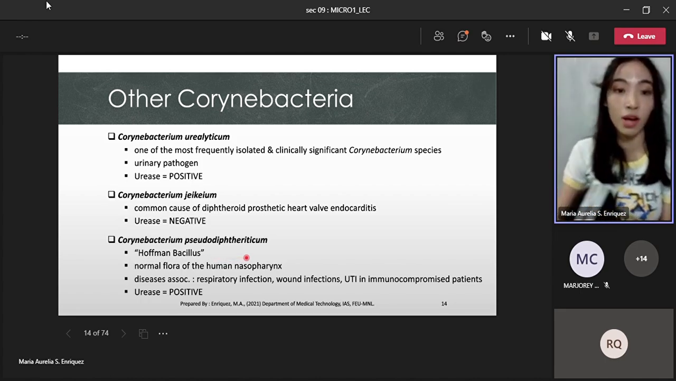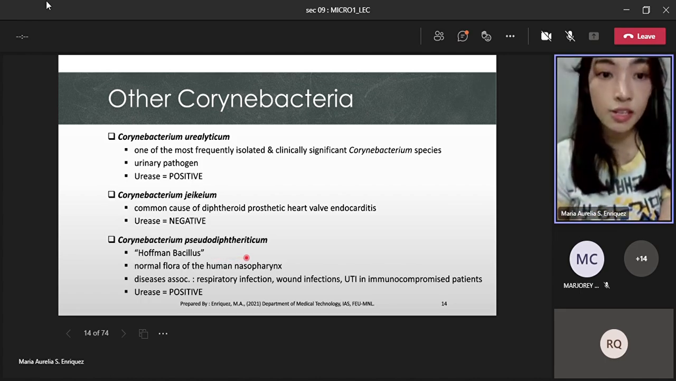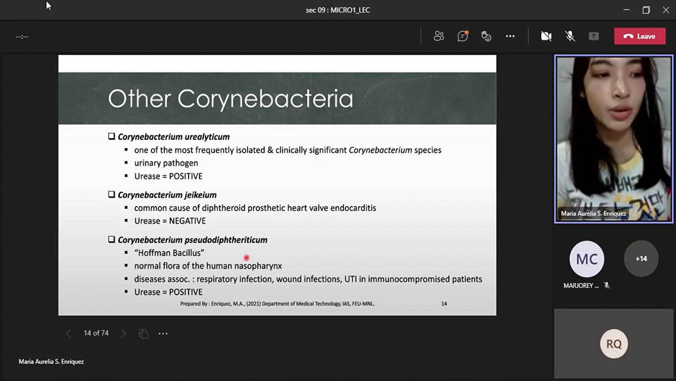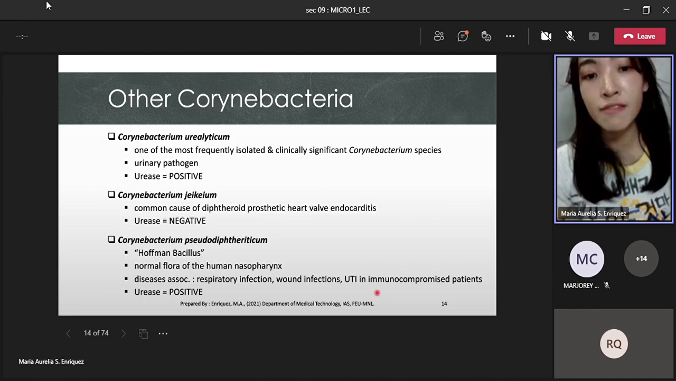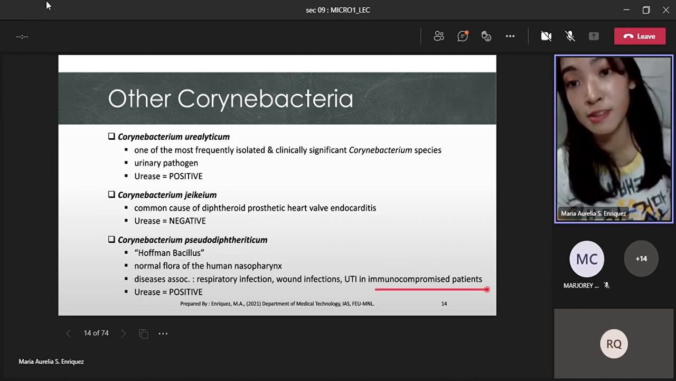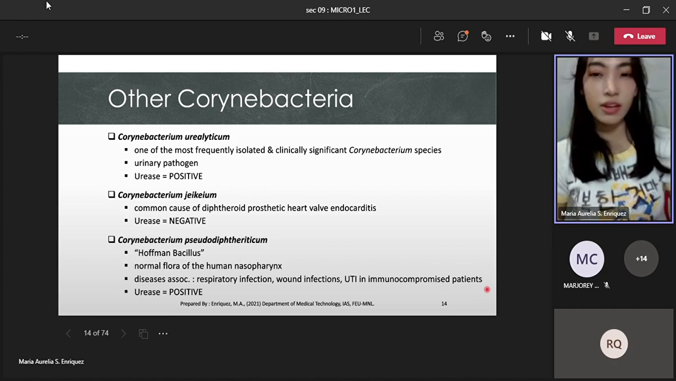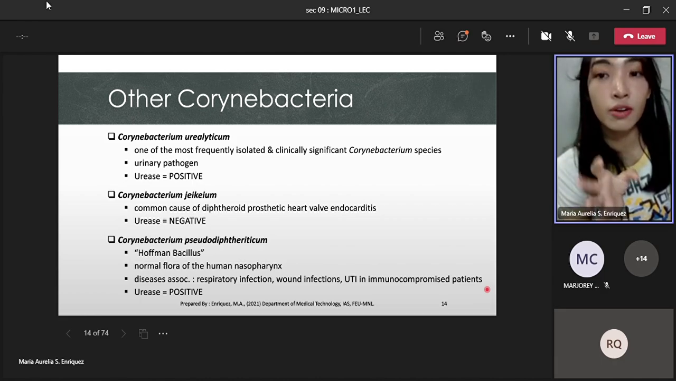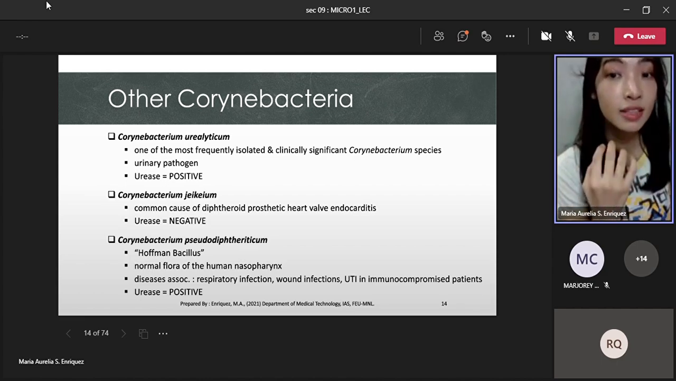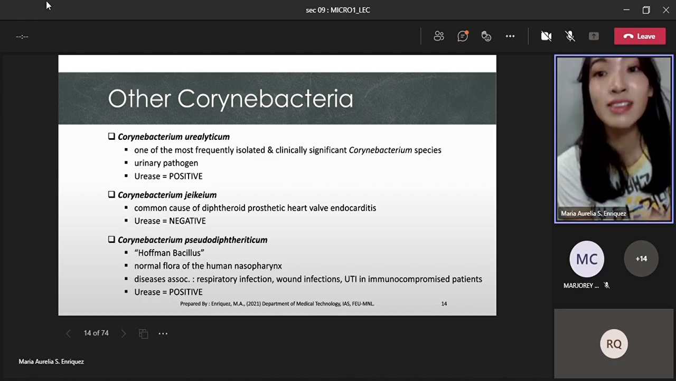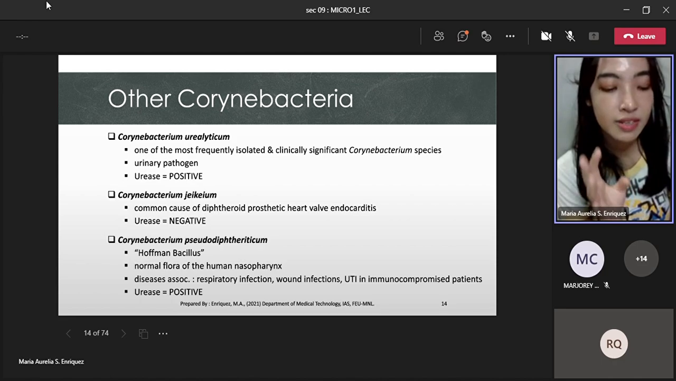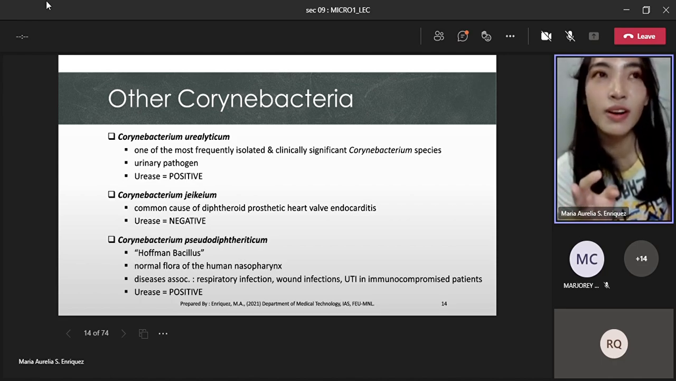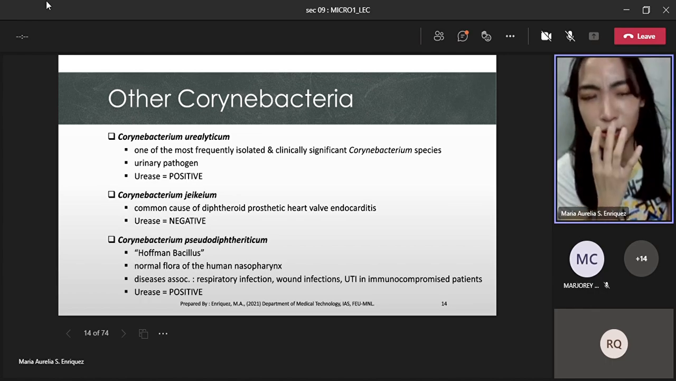This is a normal flora of the human nasopharynx, and diseases associated include respiratory infections, wound infections, and UTI, specifically among immunocompromised patients. Okay? So nabanggit ko po kanina, 'di ba, na being able to isolate Corynebacteria from the patient's throat samples does not necessarily mean that the organism was able to cause diphtheria, or that diphtheria is the disease na meron yung pasyente. Okay, so ayan po.